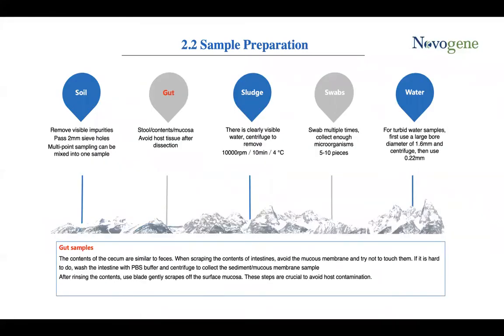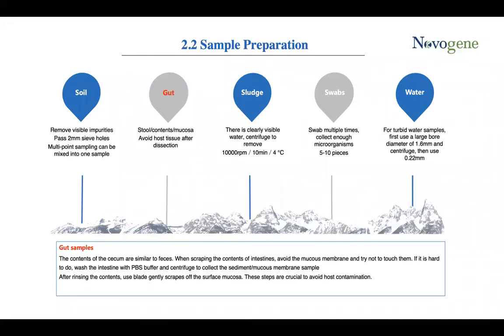And for those typical samples which researchers often focus on, we have several suggestions and tips regarding sampling. For soil samples, it is recommended to choose soil which does not directly contact with air. Firstly, we should remove visible impurities such as plant roots or tiny pebbles. Then we pass the soil sample through a 2 mm diameter filter to further remove smaller impurities. And for soil samples, it is recommended to collect samples from multiple spots of a location and mix them into one sample.